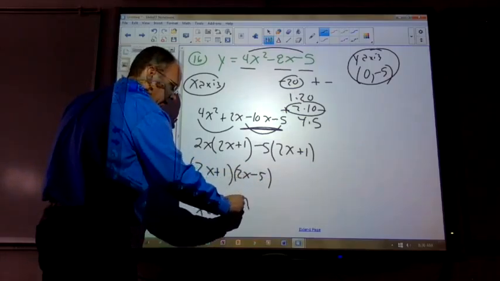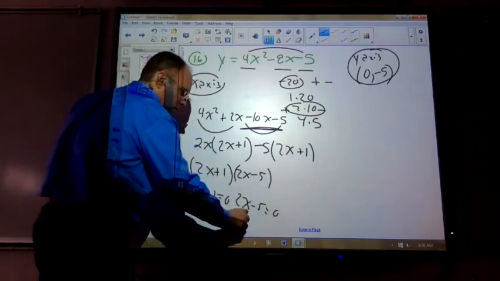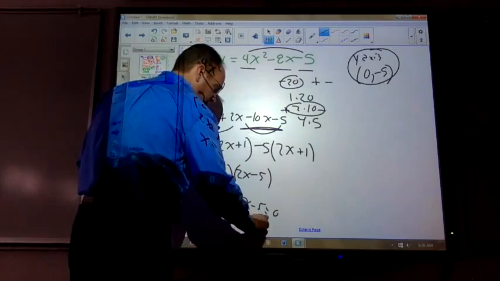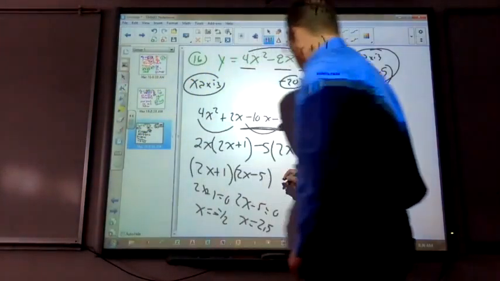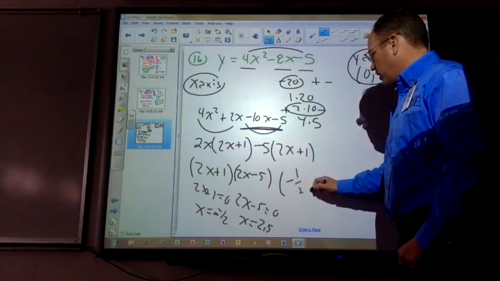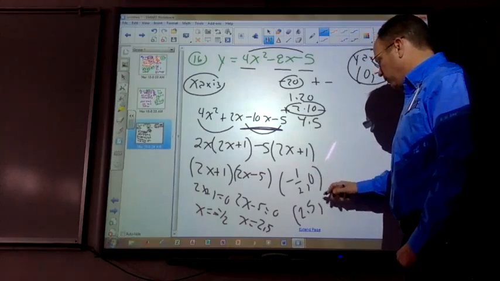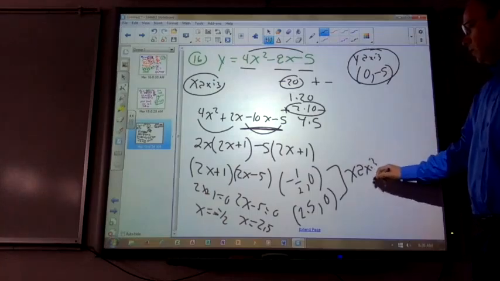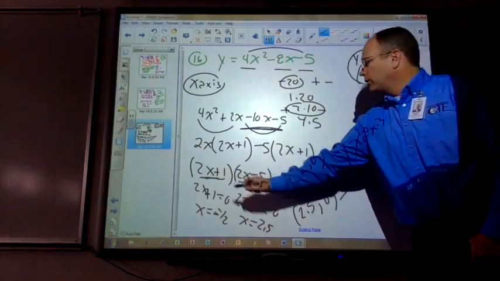And on this one, I get 2x minus 5 equals 0. So add 5, divided by 2. So x equals 5 over 2, which is 2.5. So it crosses the x-axis at negative half comma 0 and 2.5 comma 0, or 2 and a half, or 5 halves. Each of those factors equals 0.